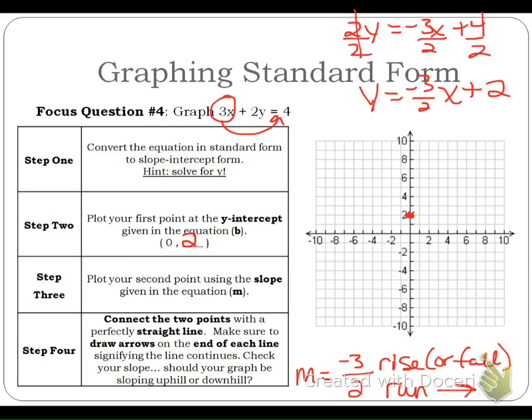So we go down 3, 1, 2, 3. It looks like I'm at -1 and over 2, 1, 2. Once again, we have a negative slope, so your line should be going downhill. There you go. Check your slope. Should the graph be going uphill or downhill? It's a negative slope, so it should be going downhill.